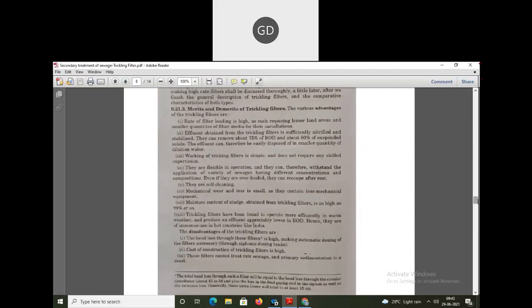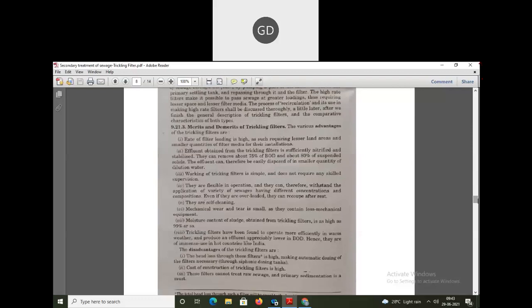So now coming to the merits and demerits of the trickling filter. There are many advantages over the conventional and high rate trickling filters. The rate of filtering load is very high, and they require very little space and area, and very small quantities of filter media are required during installation. The effluent you get from these trickling filters is very stabilized, and they can remove about 75% of the BOD and 80% of the suspended solids. The working of these trickling filters does not require any skilled supervision. The working is very simple.